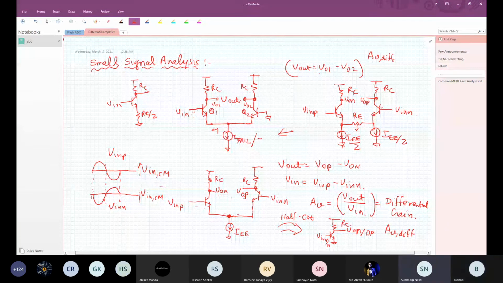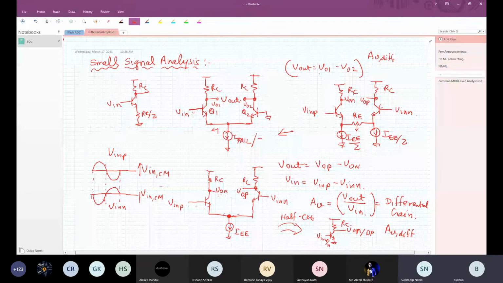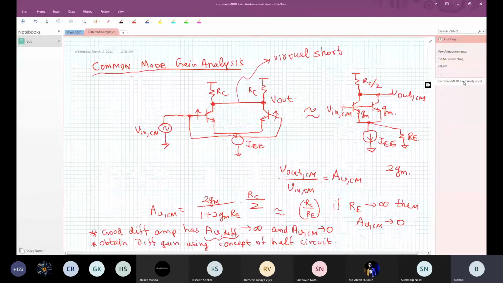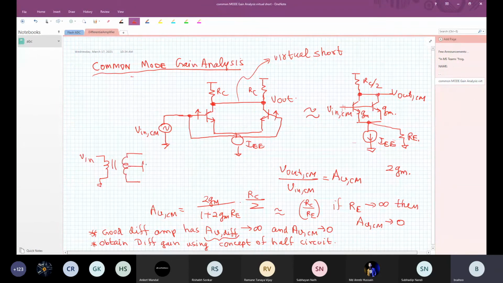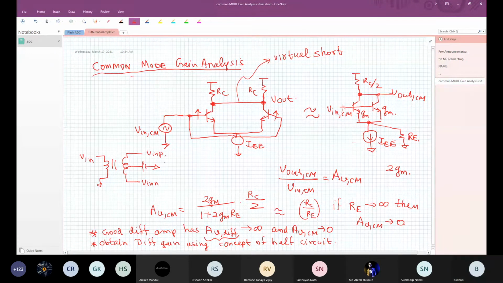Sir, the V in common mode was a DC signal, right? Yes, but it can change slightly, like you said. So how do we generate a DC? The actual signal in the world is single-ended V in. If I have to convert it into differential with a certain common mode, I apply a battery here, V in P, correct?